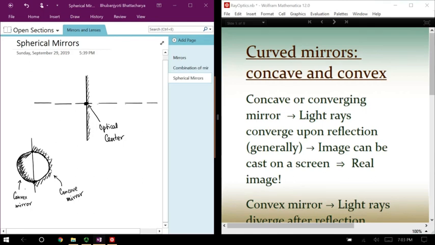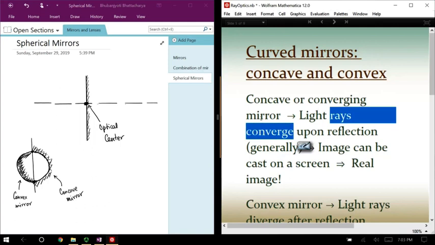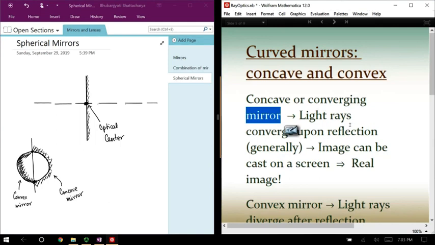So these are the 2 kinds of mirrors that we will deal with, and it turns out that concave mirrors are often also called converging mirrors because light rays generally converge upon reflection from a concave mirror. And generally the image from a concave mirror can be real and it can be cast on a screen.